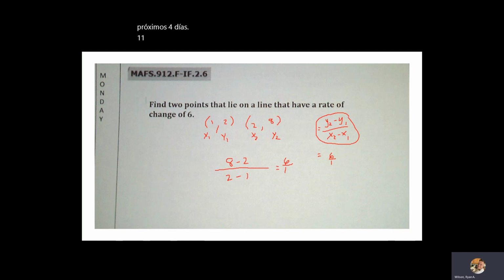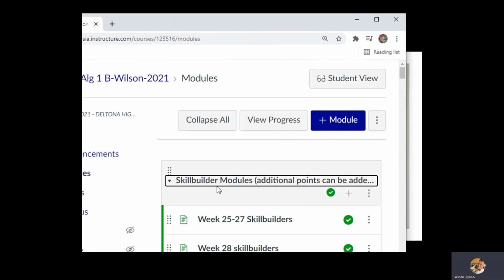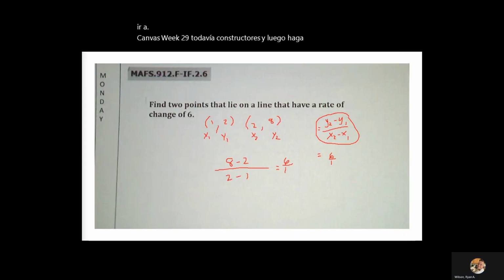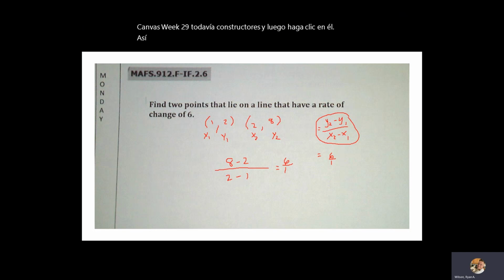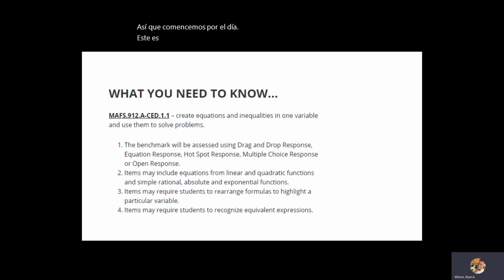The blue papers that you grabbed on the way in are your skill builders for the week. If you are at home and a live student, the skill builders were posted on Canvas also. If you lose your blue copy, you can always go to Canvas, week 29, skill builders, and then click on it. So let's begin for the day. This is your standard: create equations and inequalities in one variable and use them to solve problems.